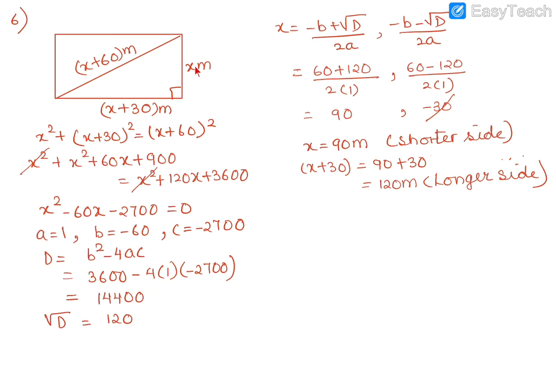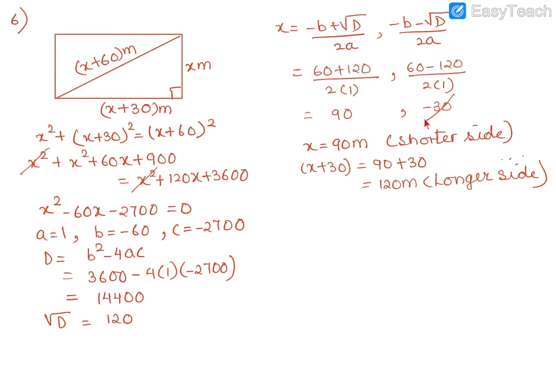And therefore, using the Pythagoras theorem, perpendicular square plus base square is equal to hypotenuse square will give me, on opening, this equation. I have taken A as 1, B as minus 60, C as minus 2700. Used it in B square minus 4AC, I get 14,400, the square root of which is 120. You can again use the splitting up of the middle term over here, but I am explaining both the methods. So once you get root D, put it in the quadratic formula with a plus D and a minus D, and you're going to get 90 and minus 30.